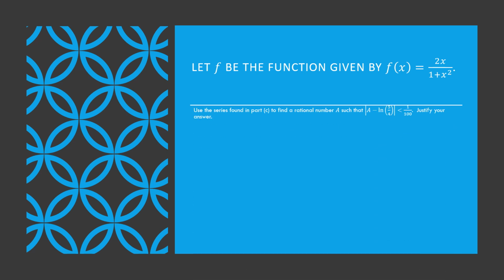All right, the next question says, use the series found in part C to find a rational number a such that the error is less than 1 over 100. Remember that notation is error. And so the first thing I wanted to figure out was this ln of 5/4. I didn't know why they were giving that to me. So I rewrote it into the form that looked more like my ln of 1 plus x squared. And so I said ln of 5/4 is ln of 1 plus 1/4, which is ln of 1 plus 1/2 squared. And so that told me that the x that they're referring to is 1/2. All right, it's not 5/4, it's 1/2.